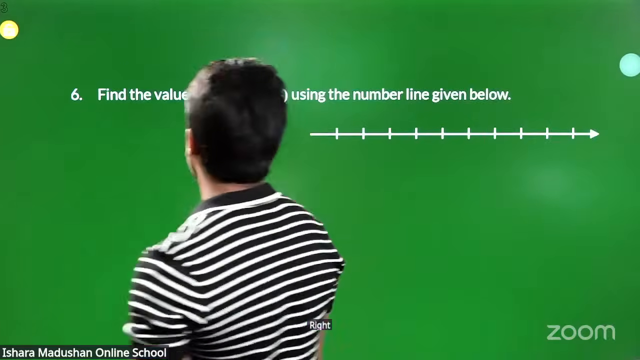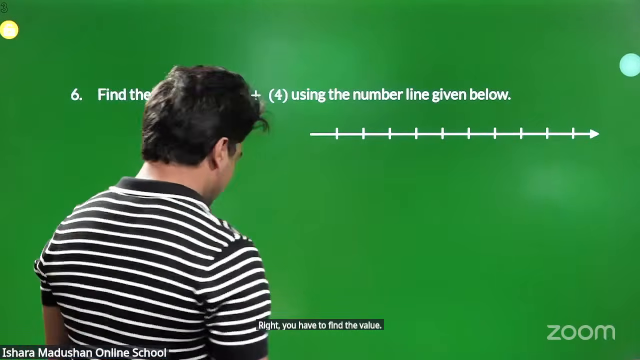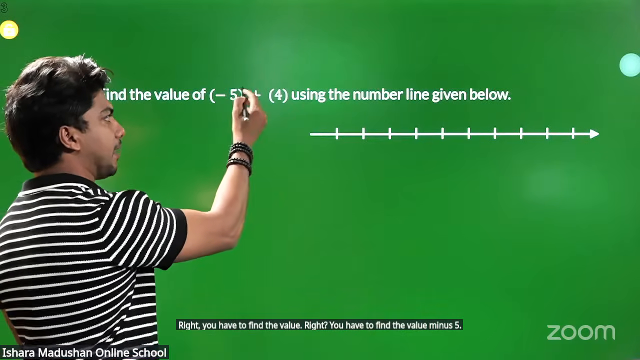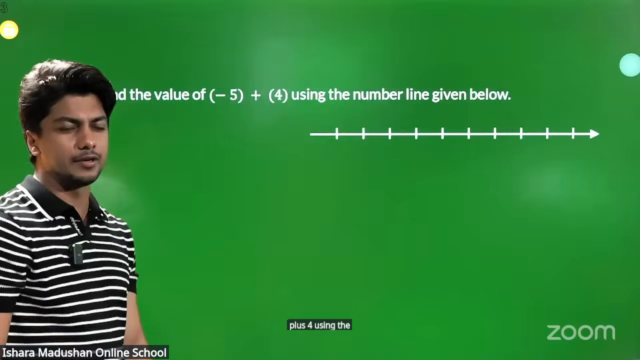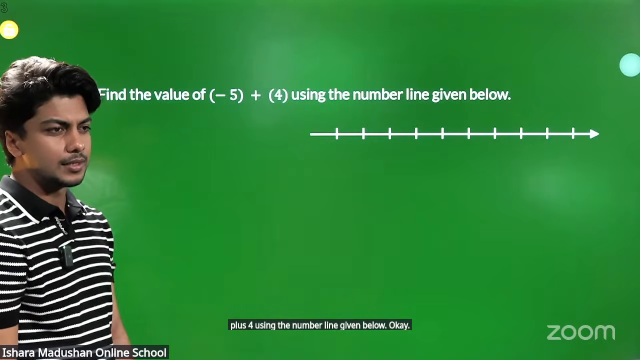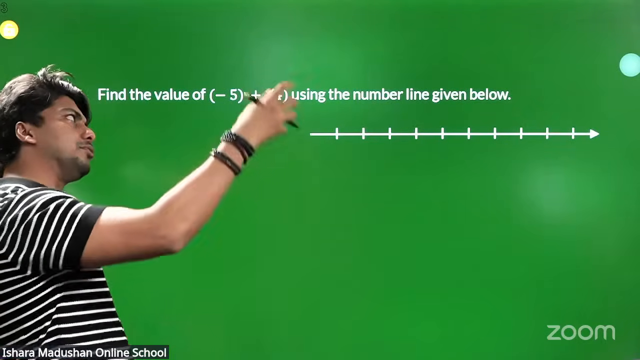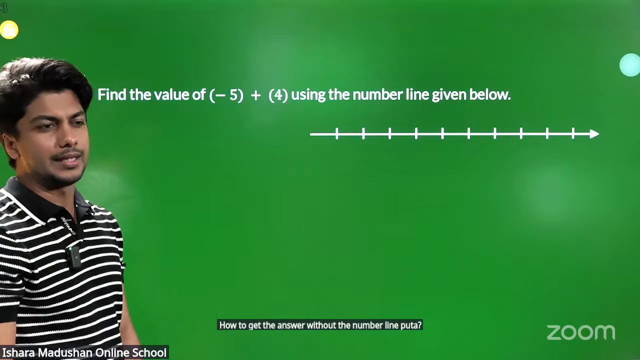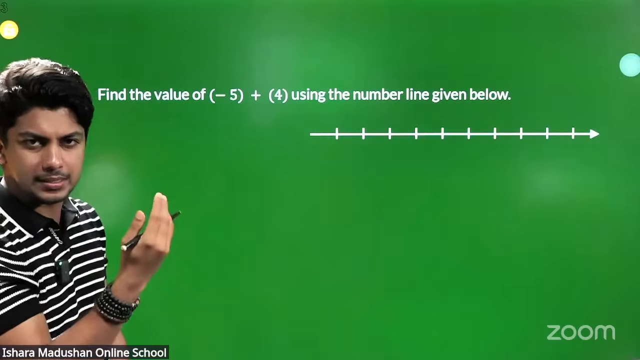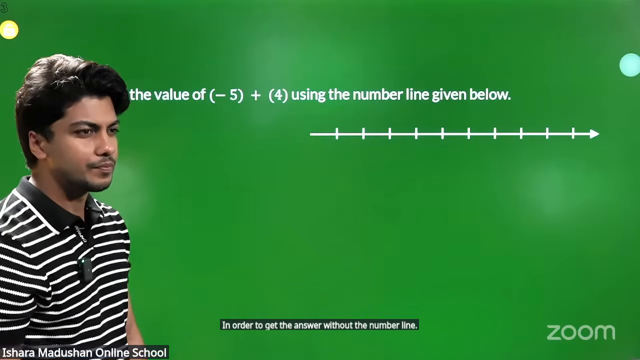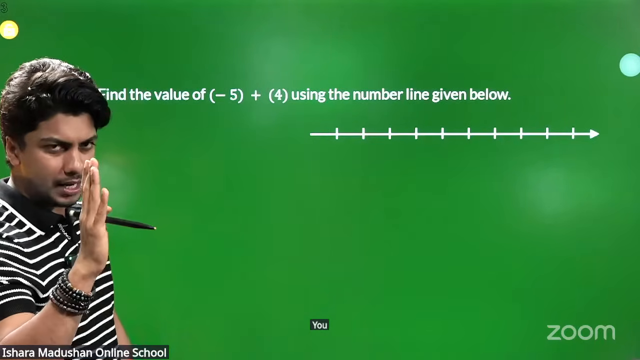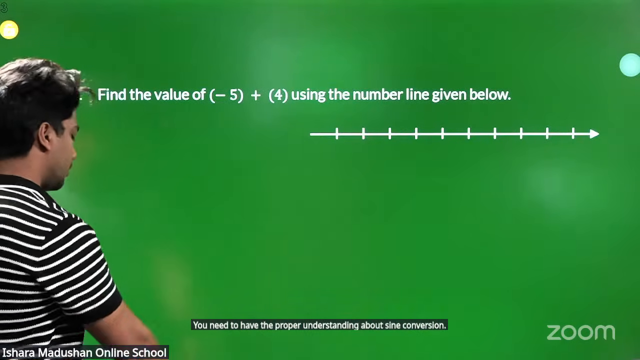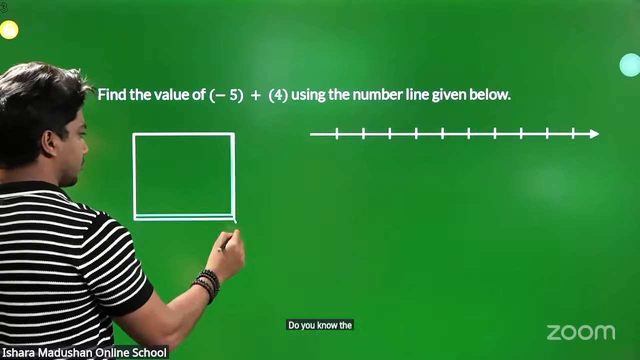Right. You have to find the value of minus 5 plus 4 using the number line given below. How to get the answer without the number line, Puta? In order to get the answer without the number line, you need to have a proper understanding about sign conversion. Do you know the sign conversion?